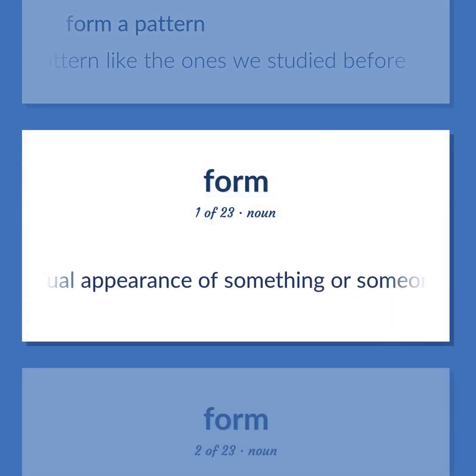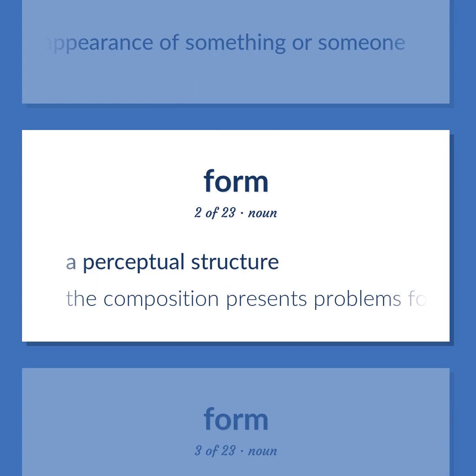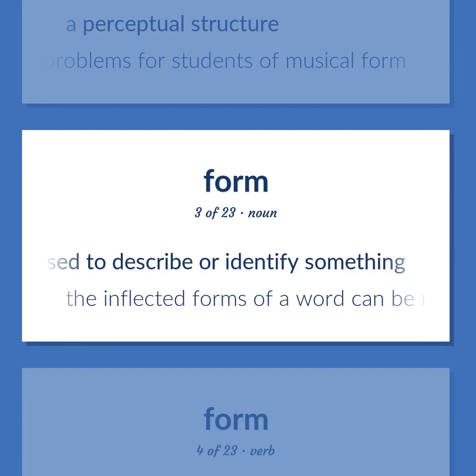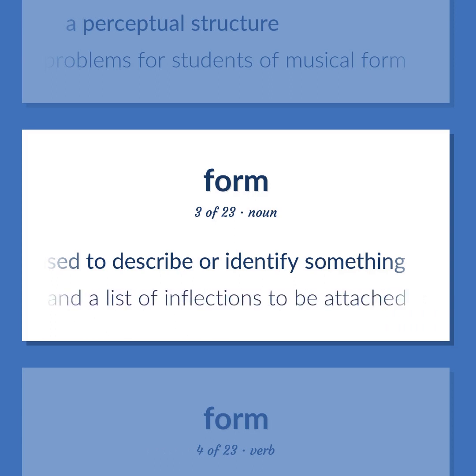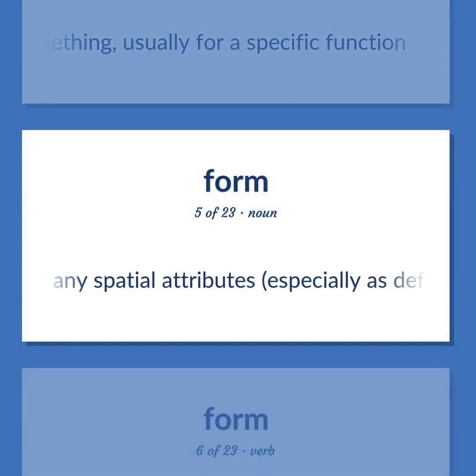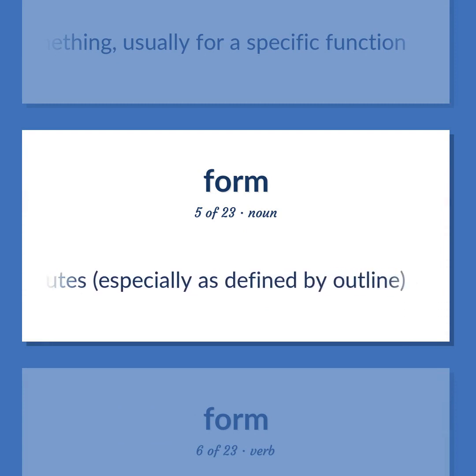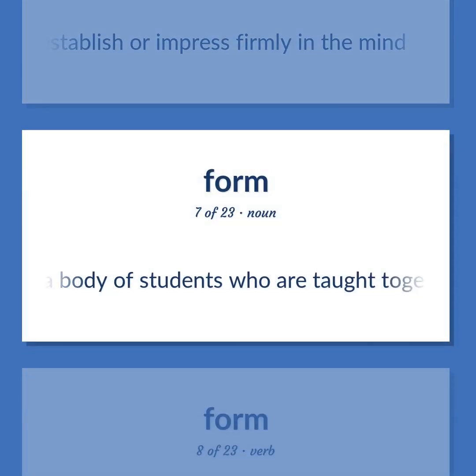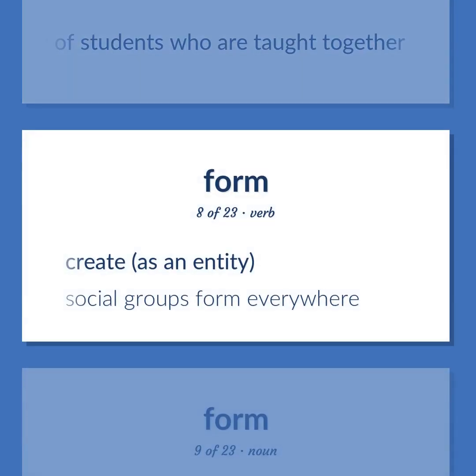The visual appearance of something or someone. A perceptual structure. The composition presents problems for students of musical form. The phonological or orthographic sound or appearance of a word that can be used to describe or identify something. The inflected forms of a word can be represented by a stem in a list of inflections to be attached. Make something, usually for a specific function. Any spatial attributes, especially as defined by outline. Establish or impress firmly in the mind. A body of students who are taught together. Create, as an entity. Social groups form everywhere.